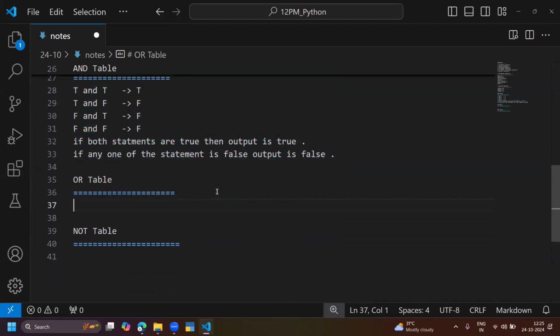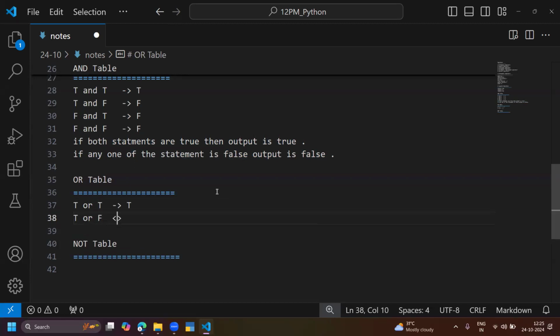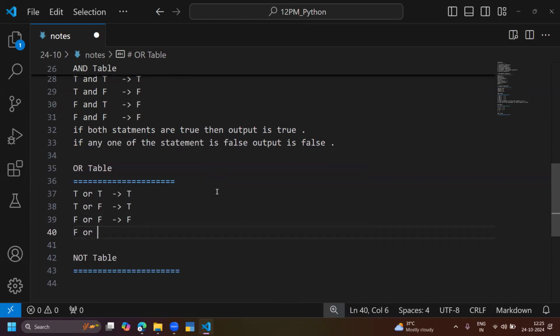Now come to the OR table. True or true is true. True or false is true. False or false is false. And false or true, the third one, is true.